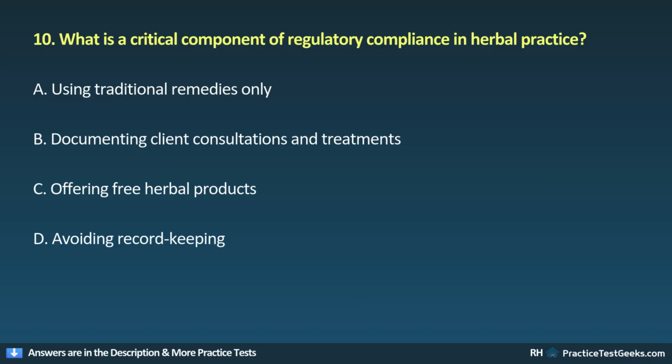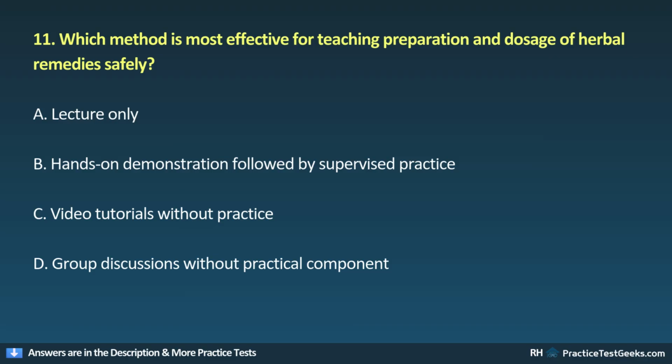10. What is a critical component of regulatory compliance in herbal practice? A. Using traditional remedies only. B. Documenting client consultations and treatments. C. Offering free herbal products. D. Avoiding record keeping.